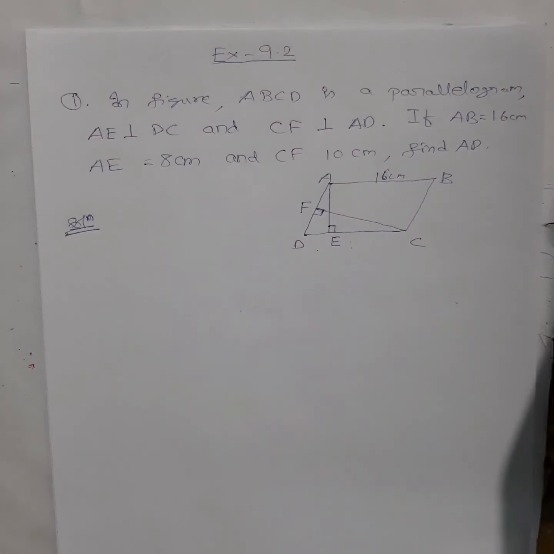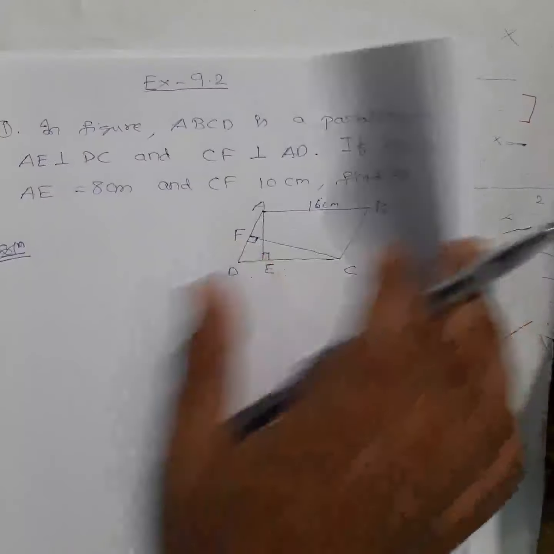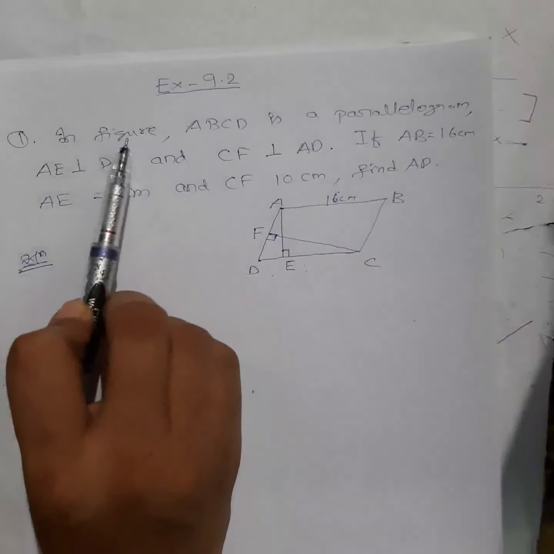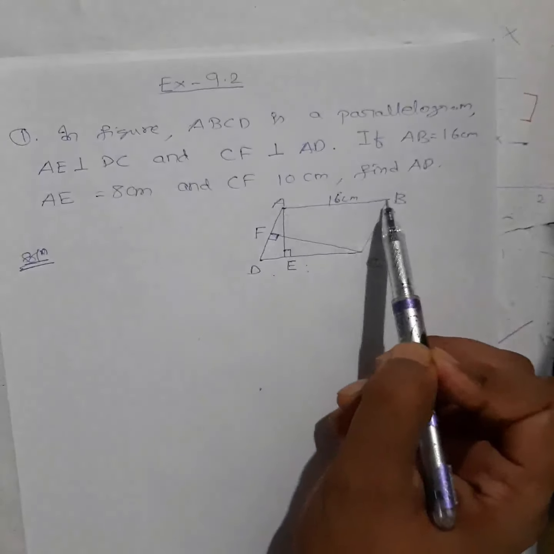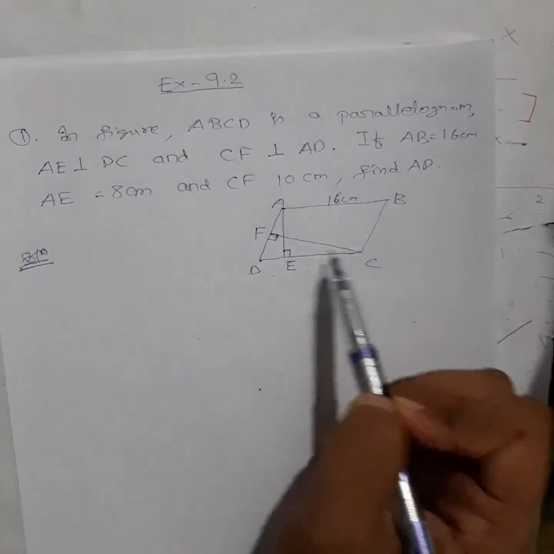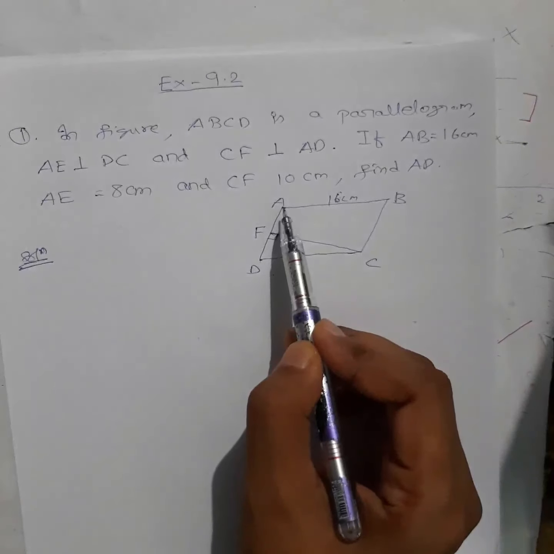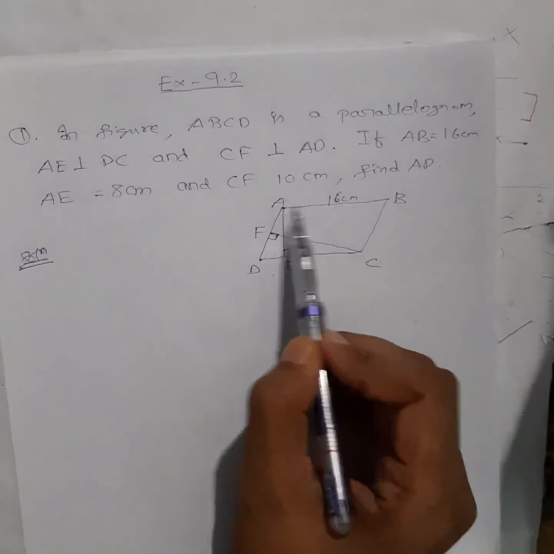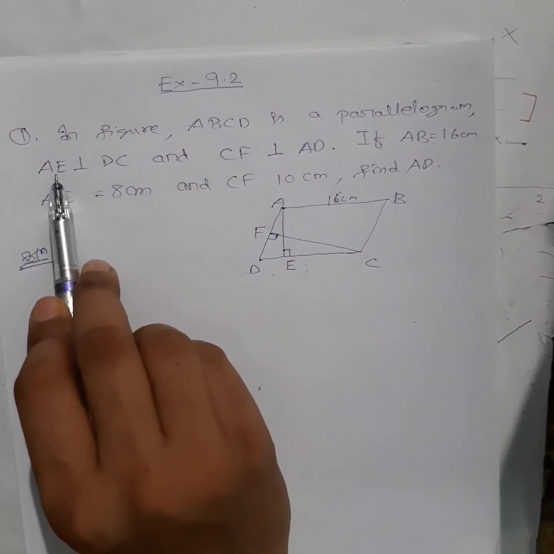Okay, so we'll start exercise 9.2. What it says in this question is, in the figure ABCD is a parallelogram. So you need to know all the properties of a parallelogram. Whatever we will need, we will use it here. So ABCD, the first thing they have given is that it's a parallelogram. Let's see what more.